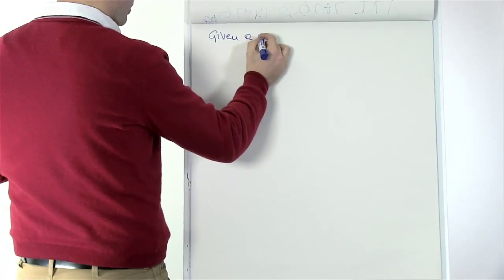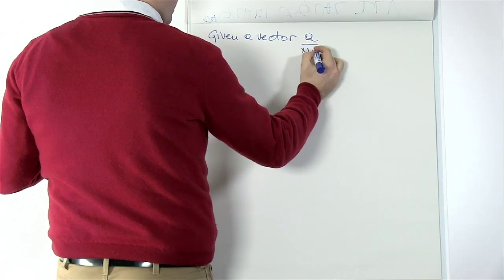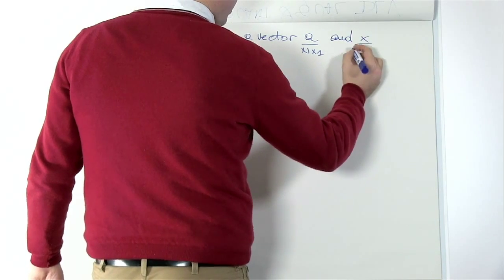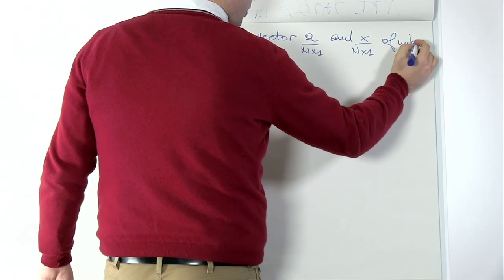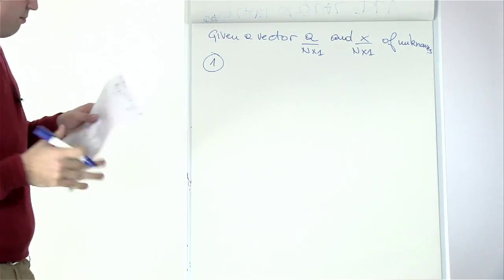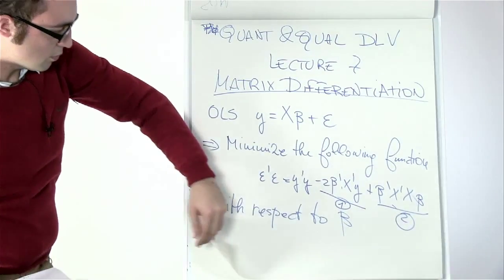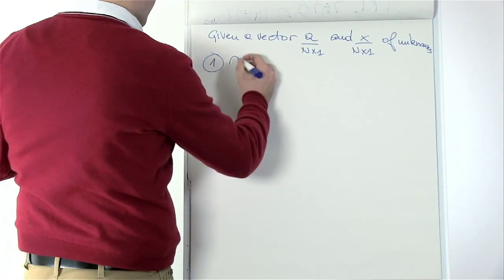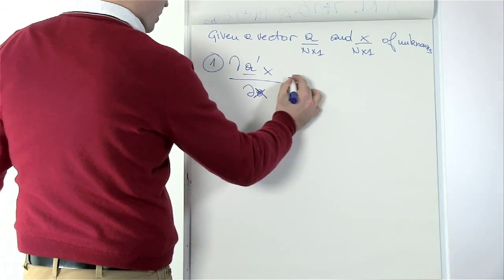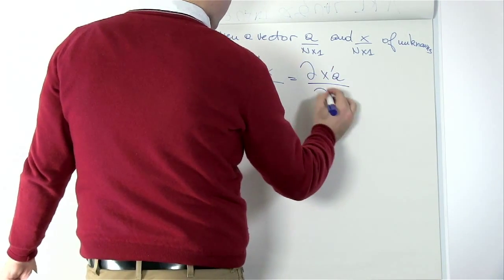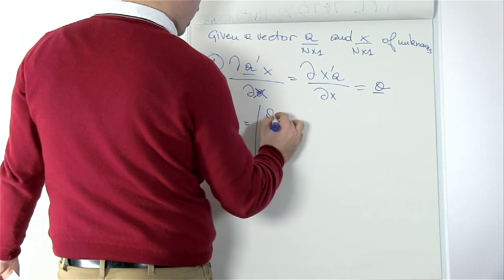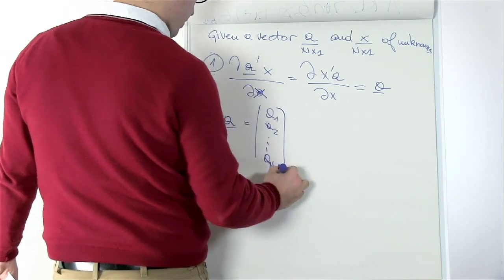Given a vector a that is m by 1, where we know what there is inside, and x, an m by 1 vector of unknowns, the first result that we need for this part is the following: the derivative of a prime x with respect to x is equal to the derivative of x prime a with respect to x, and this is equal to a, where a is a1, a2, an. Super.